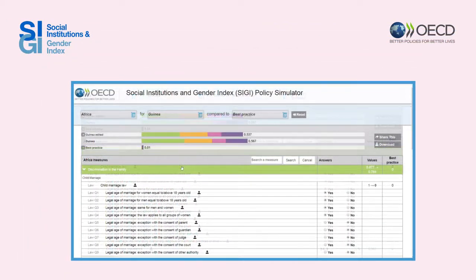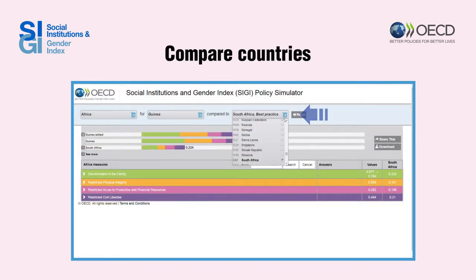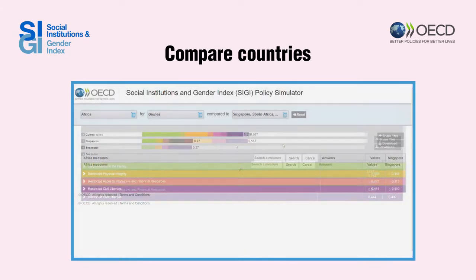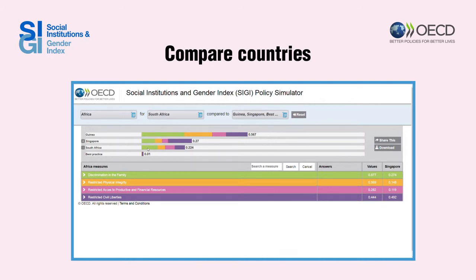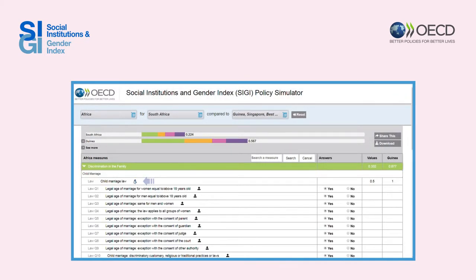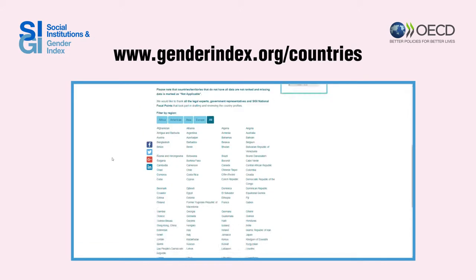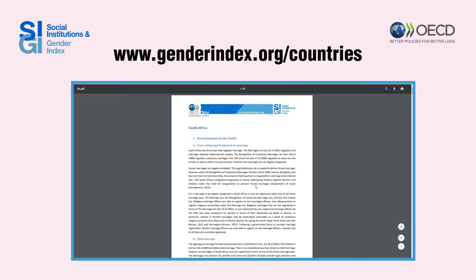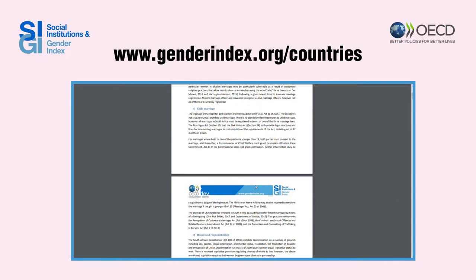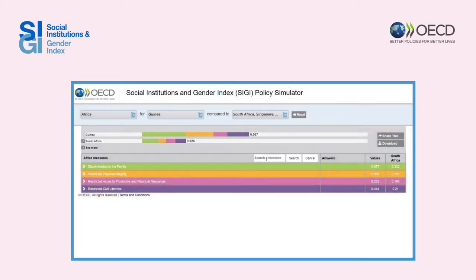To find out what works best elsewhere, Guinea can also compare its performance with that of other countries, such as Singapore or South Africa. The SIGI Policy Simulator provides direct links to SIGI country profiles, helping governments learn from one another. For example, we can see how the South African legal framework addressed girl-child marriage, making registration of religious and customary marriages mandatory. Are you ready to simulate policy reforms for greater gender equality in your country?